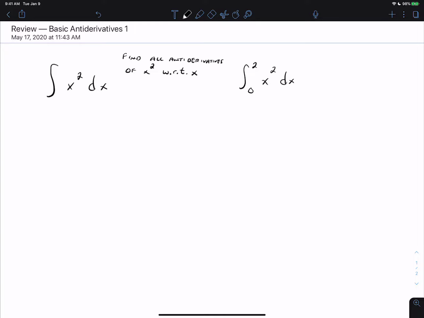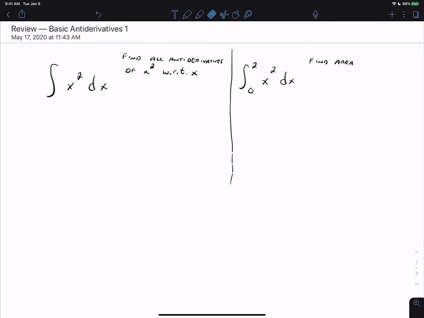The one on the right is the definite integral. It loosely means find the area under the graph x squared from 0 to 2. So for the one on the left, the answer is going to be a function or several functions, all the antiderivatives of x squared with respect to x. The one on the right, the answer is going to be numeric. It's going to be the area underneath a curve.